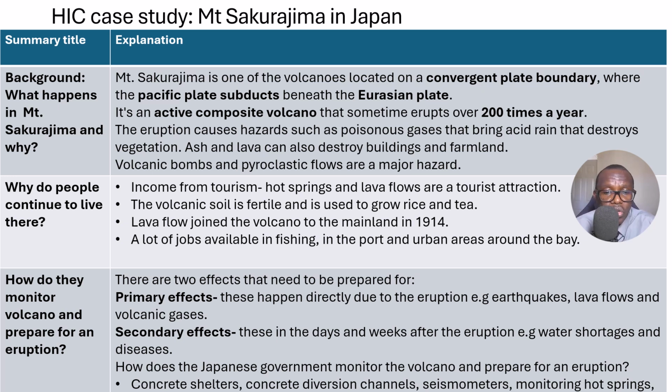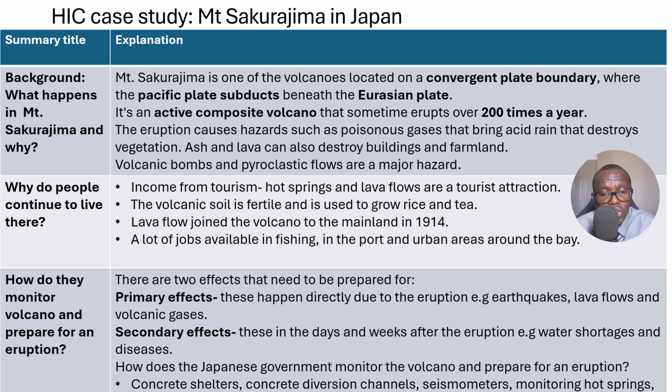So the eruption causes hazards such as poisonous gases that bring acid rain and that destroy vegetation. And then the ash and lava can also destroy buildings and farmland. Then you also have volcanic bombs that are thrown up from the volcano, and you have pyroclastic flows as well, which flow down the volcano, and those are a major hazard.